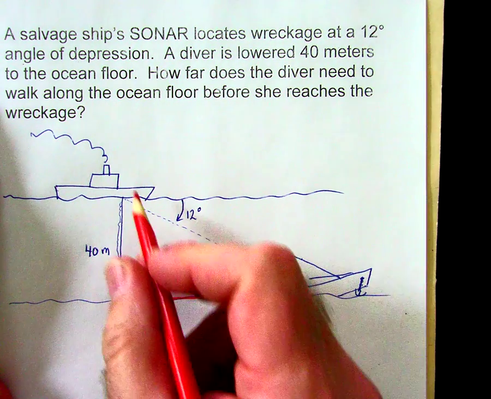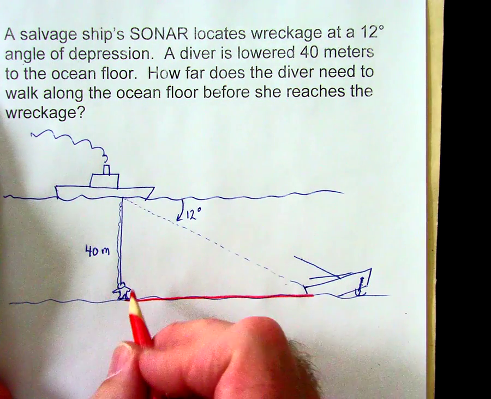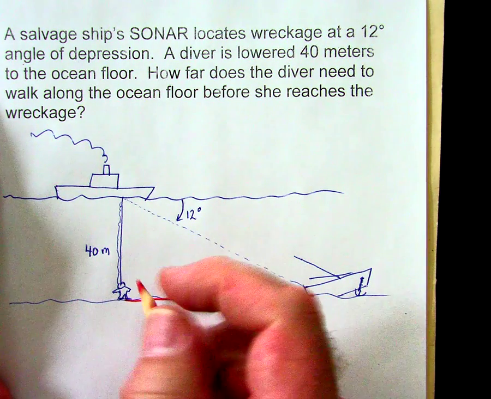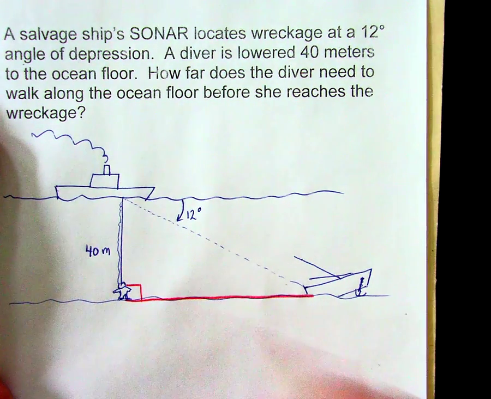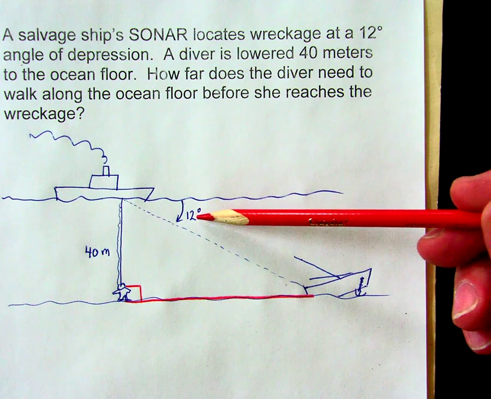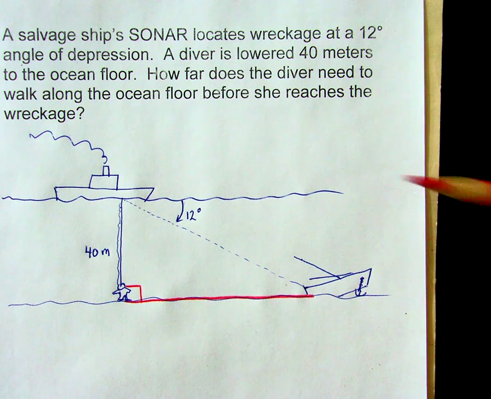And so she would have dropped a distance of 40 meters, which would be perpendicular to the ocean floor. So we have a big right angle there. And so we have this right triangle. Now, at first glance, we'd say, well, this 12-degree angle of depression isn't even in our triangle. What am I going to do?